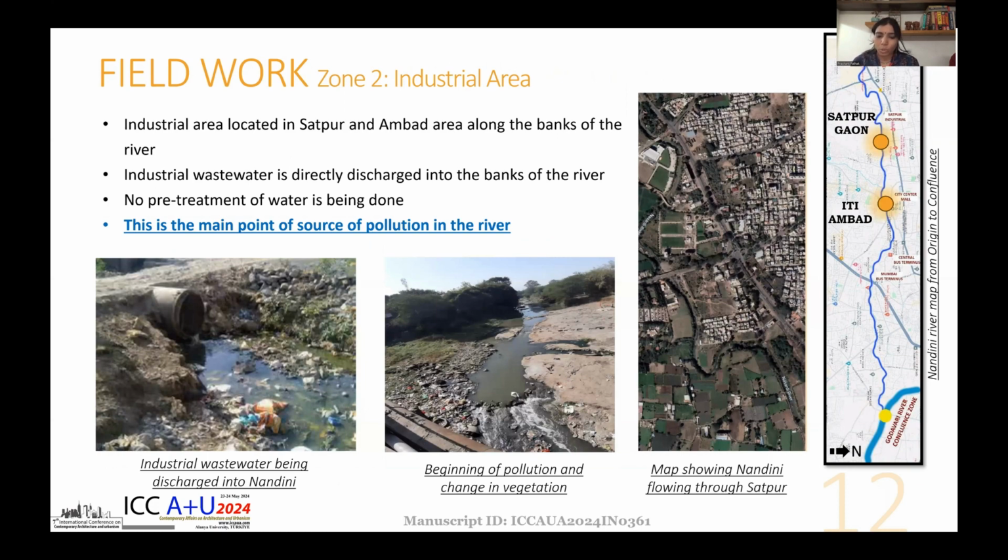The river then flows through the industrial clusters and roughly 3,500 industries located in the vicinity. A pipe or channel used for discharge from an industrial facility disperses directly into the river. A stark difference in the vegetation can be observed.